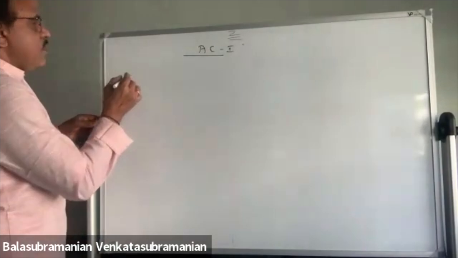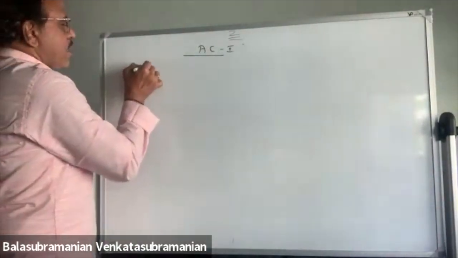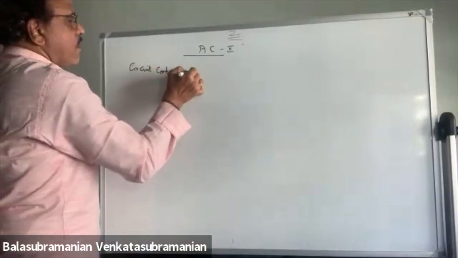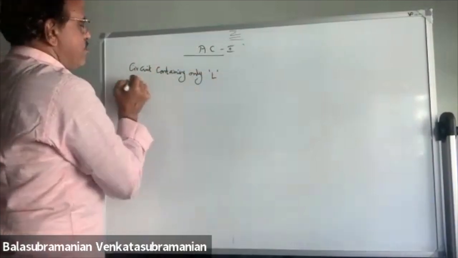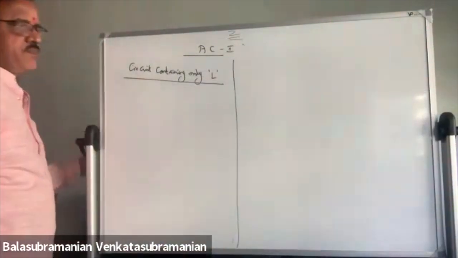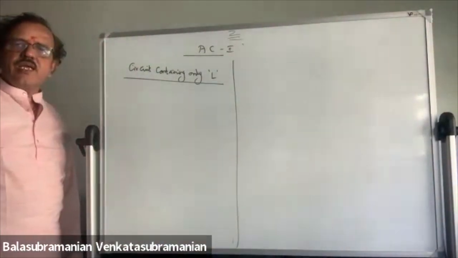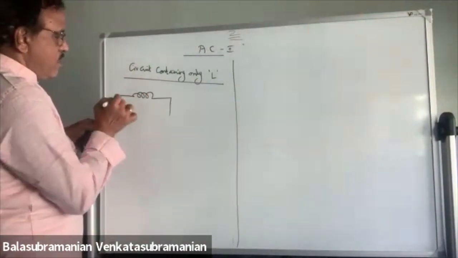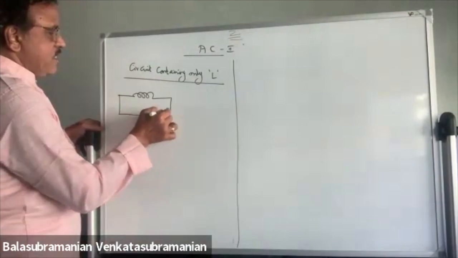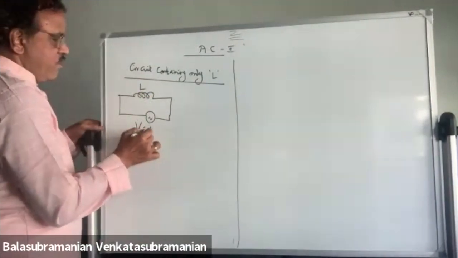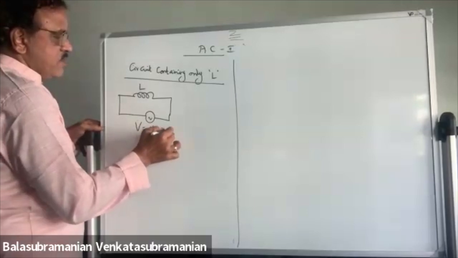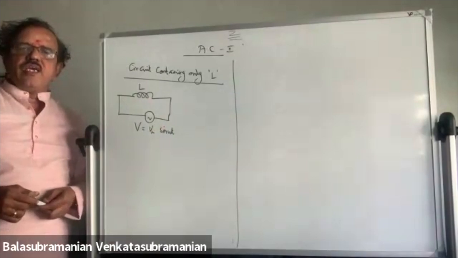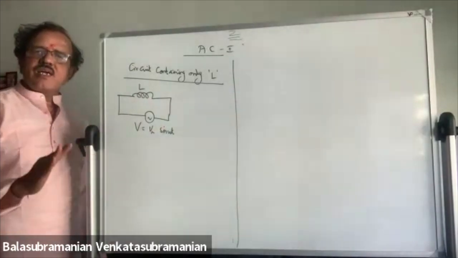Next, circuit containing only L, that is an inductor. Circuit containing only L. This is a coil connected with AC generator of voltage value Vm sin omega t. Here also we are going to see what is the phase relation between current and voltage.